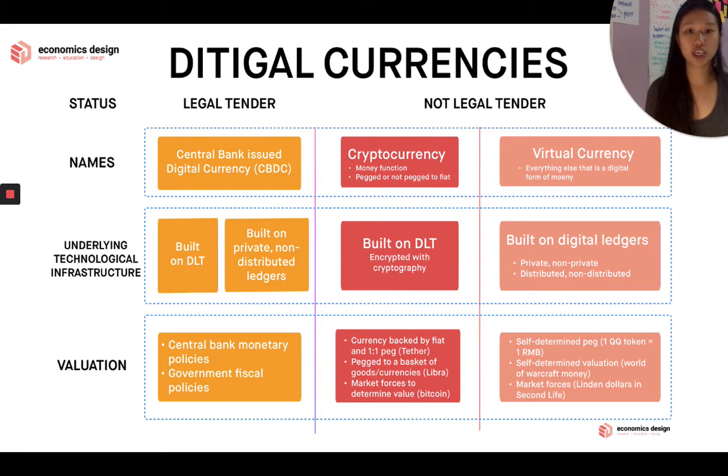So, for example, in China, you've got QQ, which is one of the social media apps, something like Chinese Twitter, and they have their own tokens. One QQ token is 1 RMB. It's a virtual currency. It's worth 1 RMB, but it's not built on DLT, so we can't call them cryptocurrencies. We just call them virtual currencies.